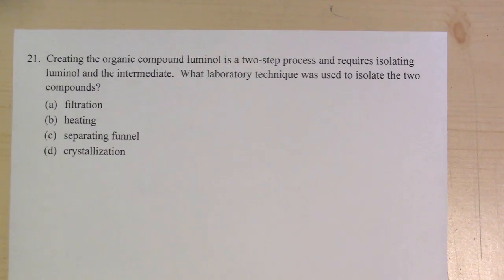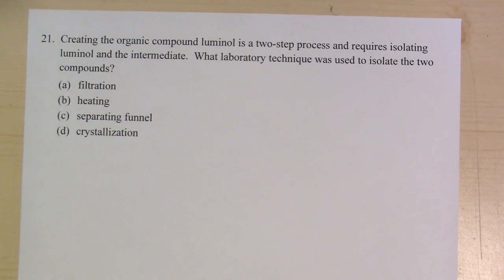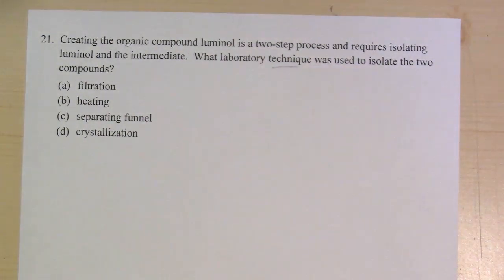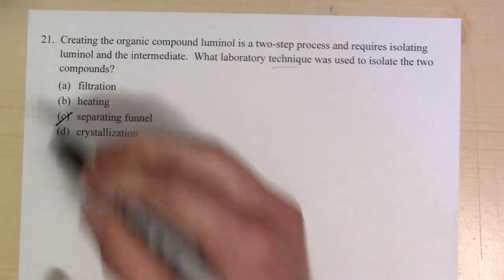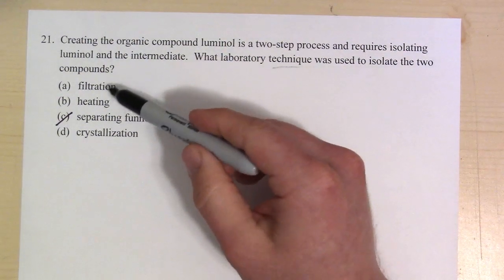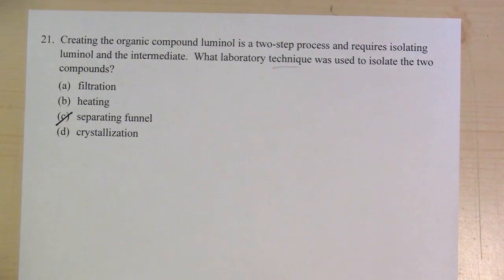Moving to number 21, creating the organic compound luminol is a two-step process and requires isolating luminol and the intermediate. What laboratory technique was used to isolate the two compounds? So we're looking for a technique here. So separating funnel, we can eliminate. Separating funnel is not a technique, that is a piece of laboratory equipment. So we have to decide between filtration, heating, and crystallization.